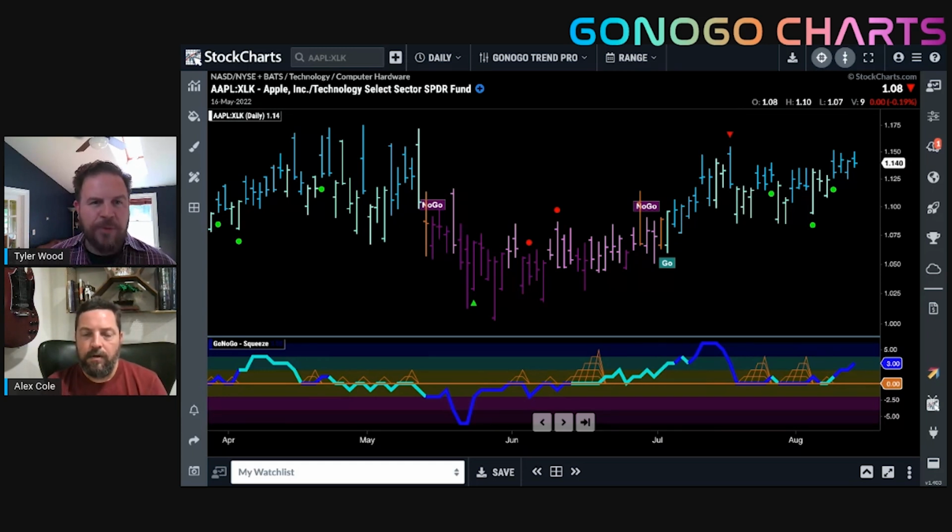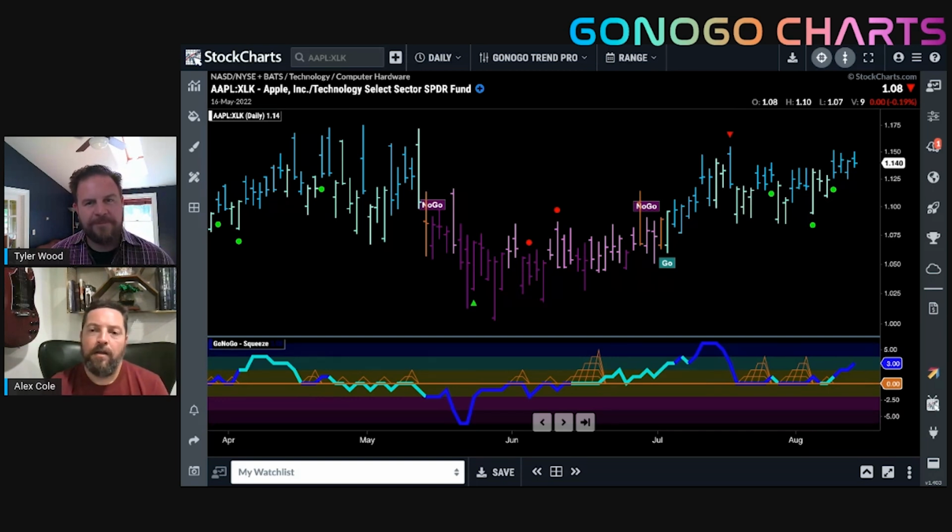So this is Apple relative to the technology sector, which, as you remember, was leading the benchmark index S&P 500. Seeing some strength, seeing multiple tests of the zero line. Alex, talk to us a little about these little green circles under price.